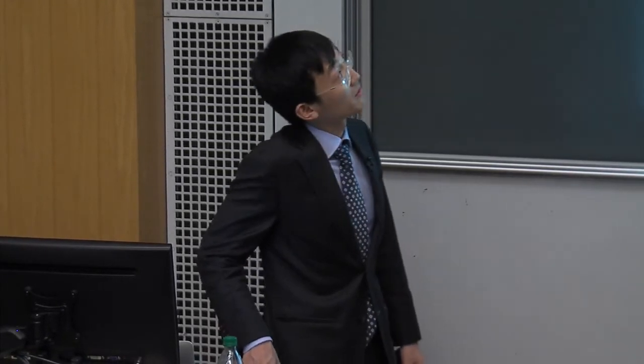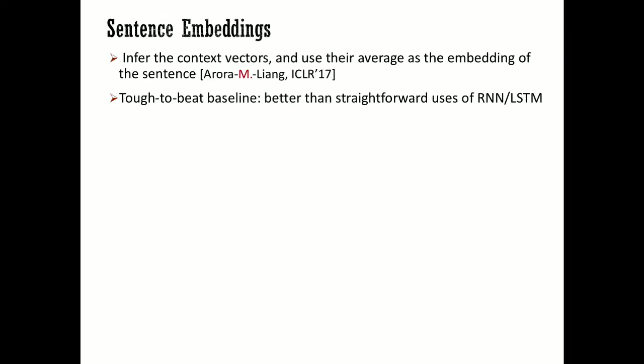So what do we do if you want to embed a sentence to a Euclidean vector? If you believe in our generative model, then the natural choice is that, given the sentence, we infer the context vector and use the average of the context vector as the embedding. This sounds pretty natural because the context vector is supposed to model the context we have in our mind when we write a sentence. So it sounds reasonable to use that as the representation of the sentence.